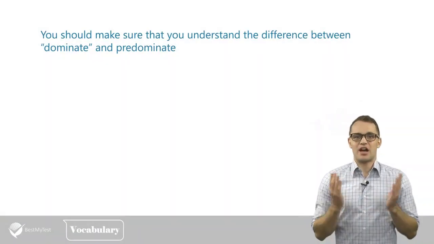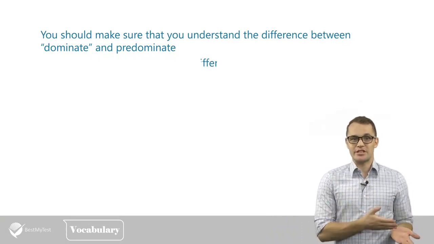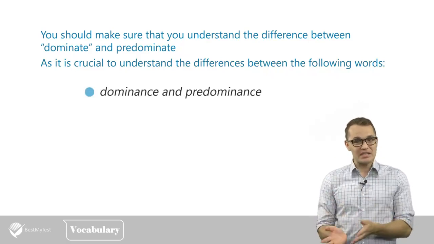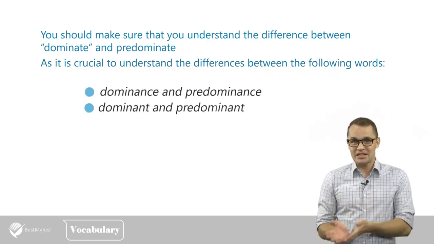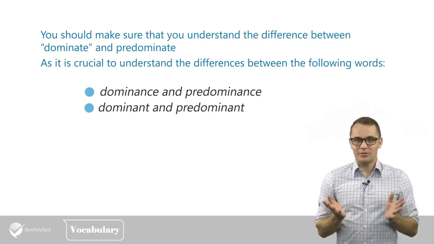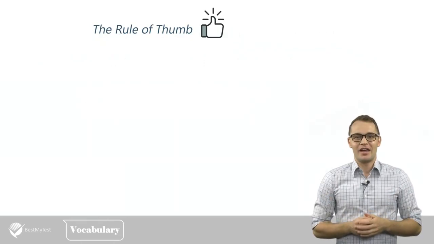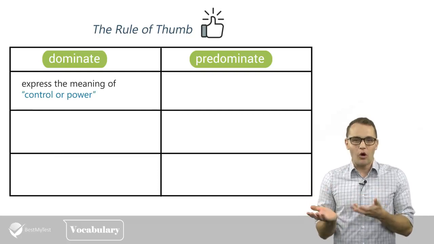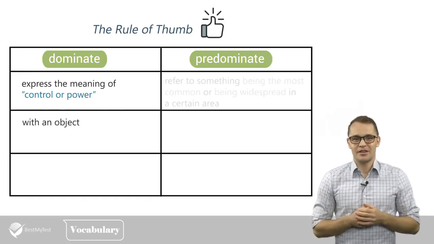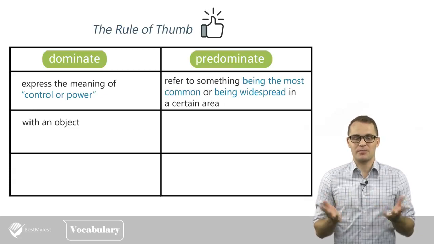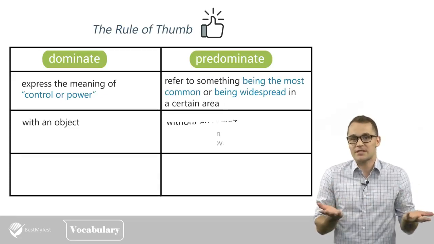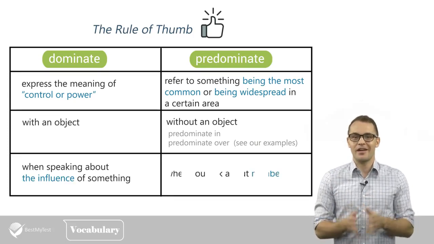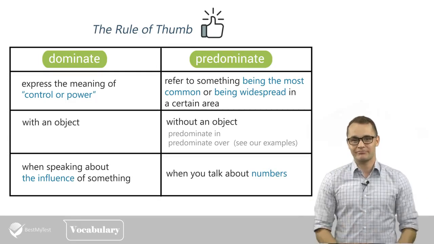You should make sure that you understand the difference between dominate and predominate, as this is crucial to understand the differences between the following words, dominance and predominance, and dominant and predominant later. To help you, we have summarized the differences here for you. As a rule of thumb, you should use dominate when you want to express the meaning of control or power, and when you have an object. You should use predominate when you refer to something being the most common or being widespread in a certain area. Use dominate when you speak about the influence of something, and predominate when you talk about numbers.